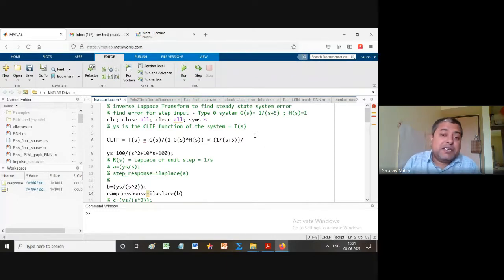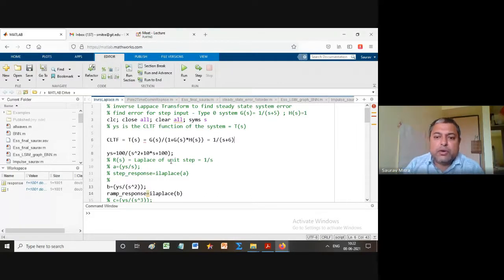But the steady state error in the third method we cannot find from the open loop transfer function. So for that we have to find the CLTF. How can we find it? It is GS divided by 1 plus GSHS, that is 1 divided by S plus 5 divided by 1 plus 1 divided by S plus 5. So this is 1 divided by S plus 5 plus 1, that is equal to 1 divided by S plus 6. So GS by 1 plus GSHS will be 1 divided by S plus 6. Up till this, if there is any doubt, please tell me.